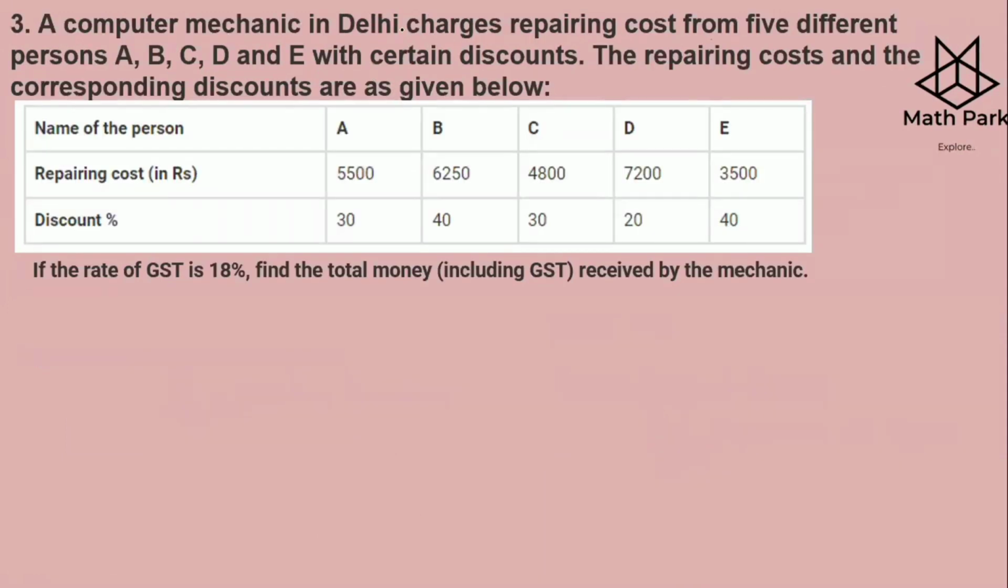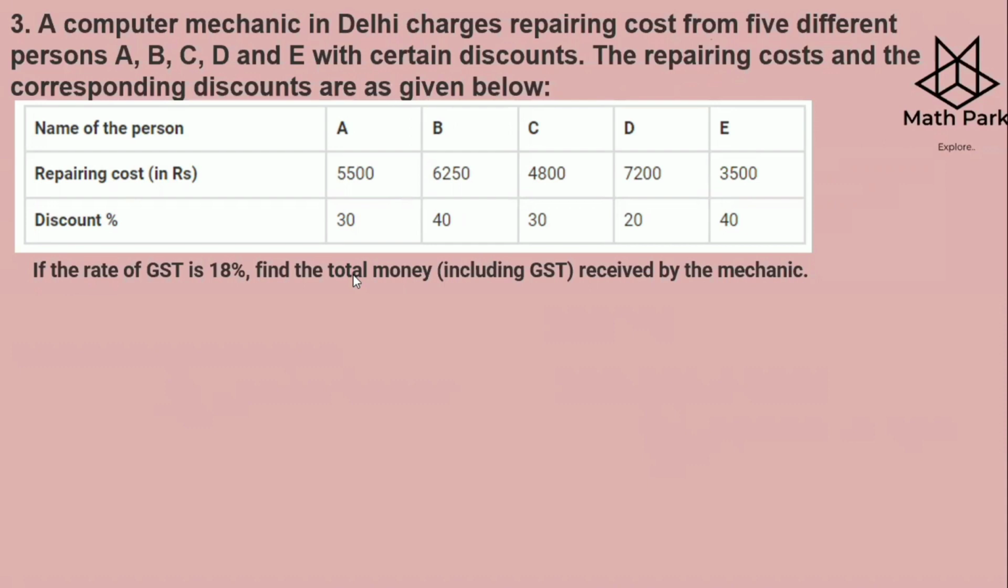A computer mechanic in Delhi charges repairing cost from 5 different persons A, B, C, D, E with certain discounts. The repairing cost and the corresponding discounts are given below. So from person A, the repairing cost is this, the discount is this. And from person B, 6,250, the discount is 40%. So different charges that he has put. If the rate of GST is 18%, find the total money including GST received by the mechanic.